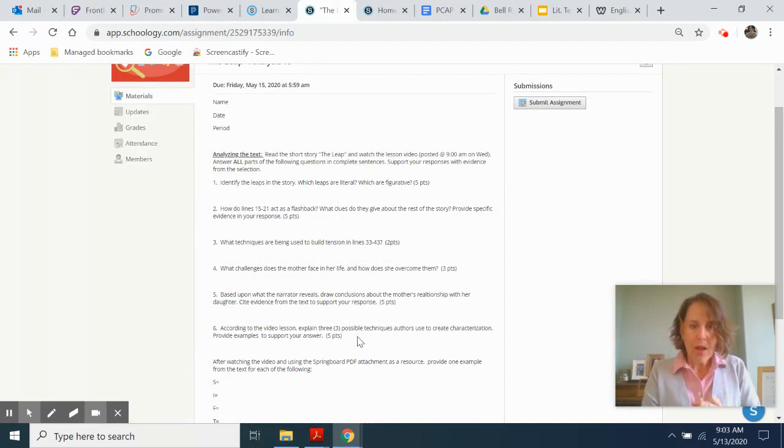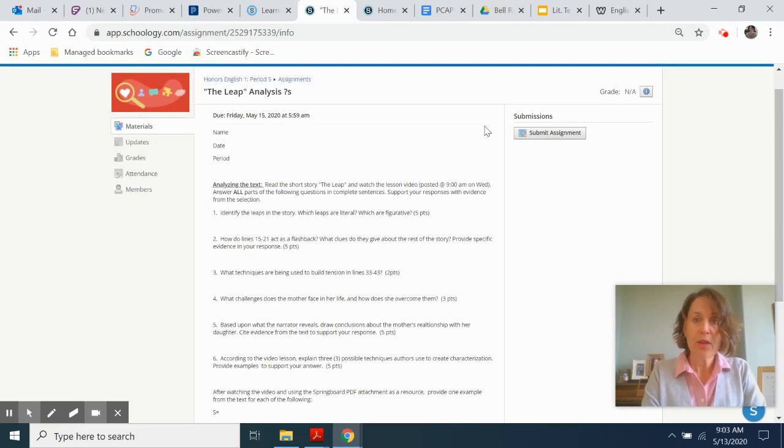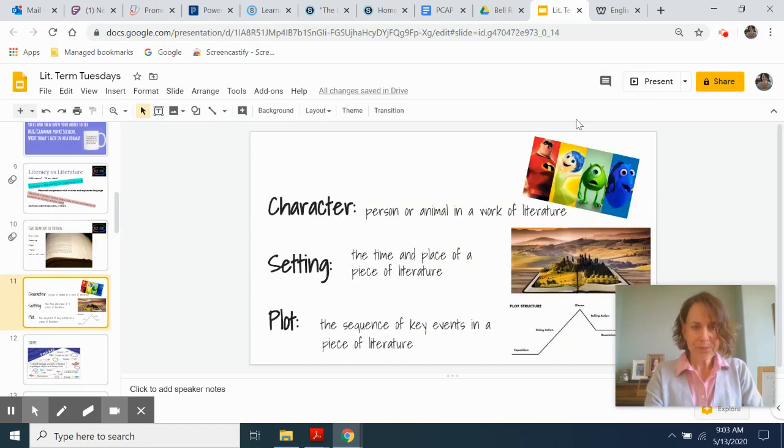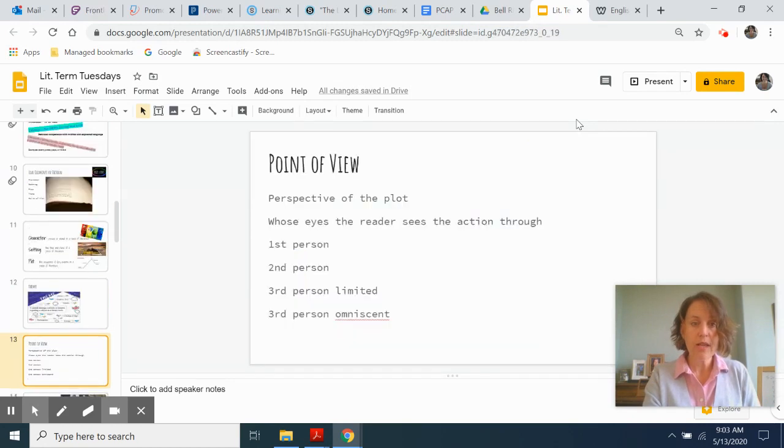Let's talk about characterization, because that's part of your assessment and your questions this week, your analysis. When we have worked before, we talked about the 5 elements of fiction: characters, setting, plot, theme, point of view. We look at characters, our very first part, how the author creates those characters and characterization. And part of that is, what point of view does the author choose this through?